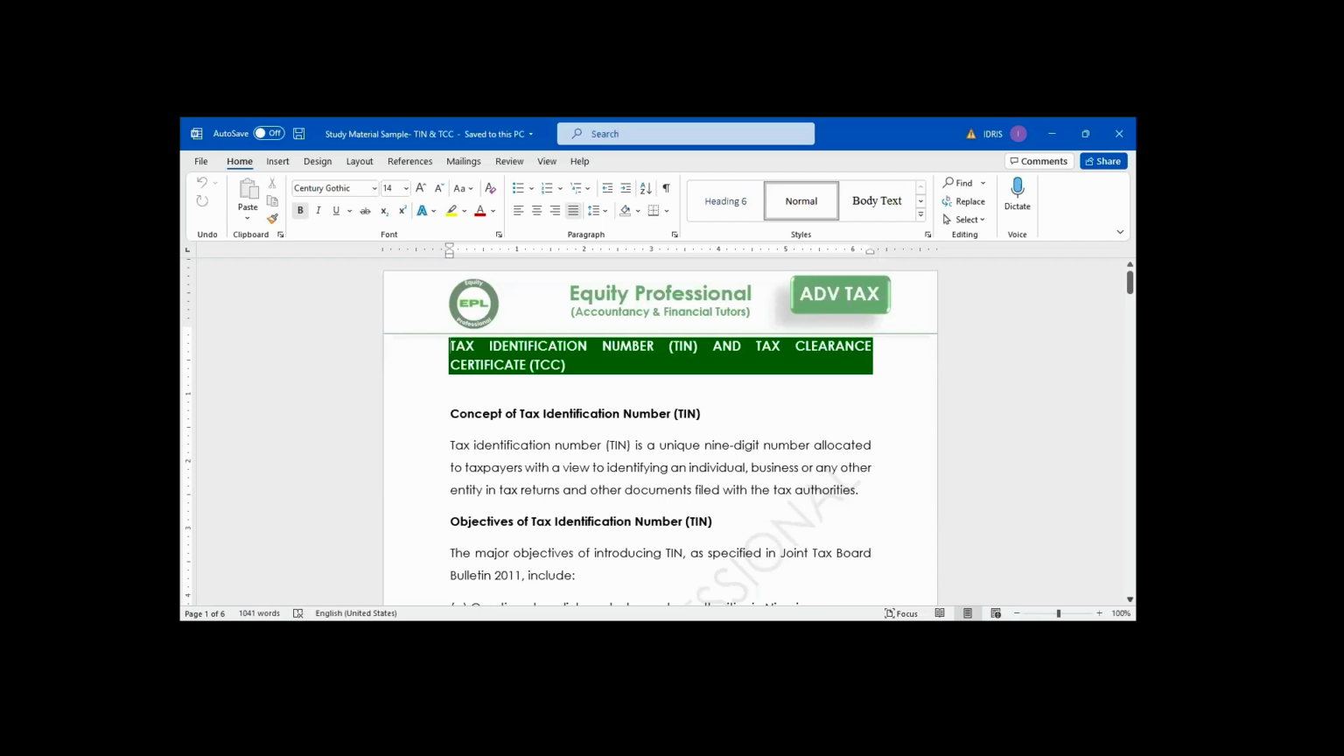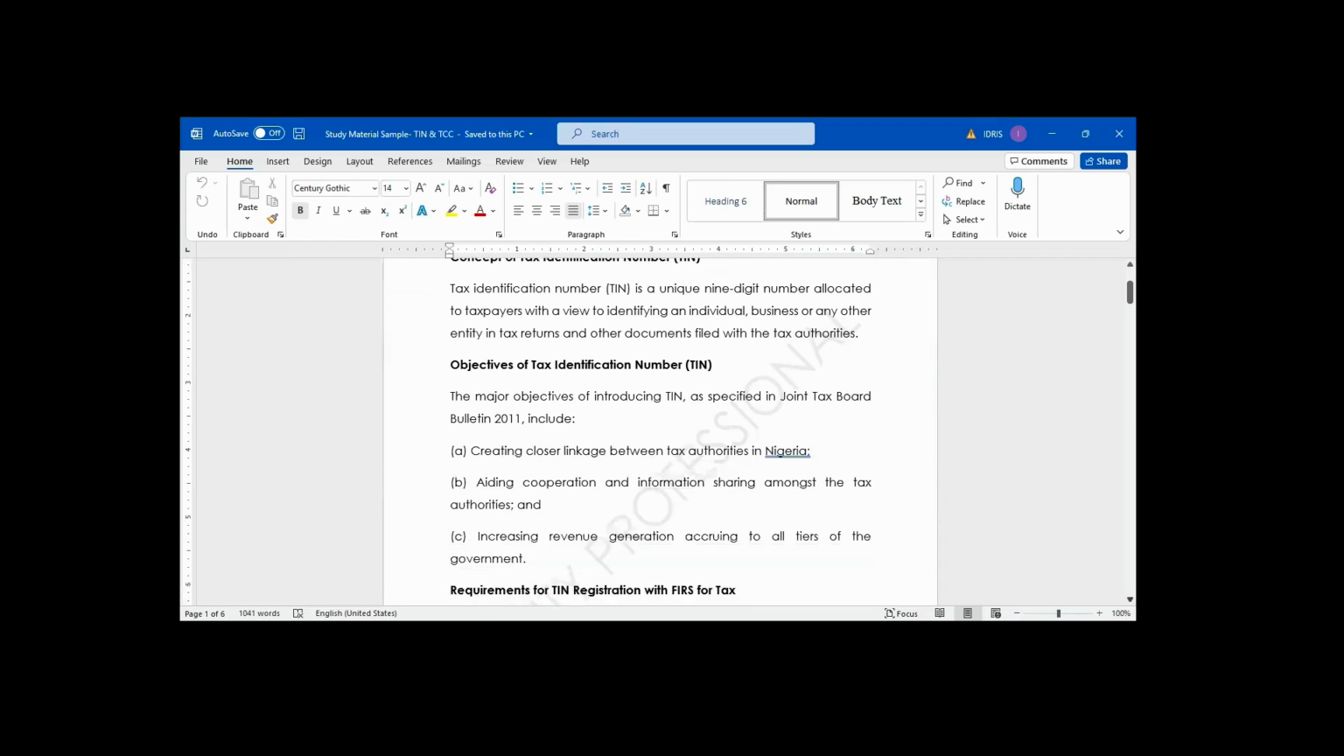Objective of tax identification number. Why does tax authority issue tax identification number? Number one, creating a closer linkage between tax authorities in Nigeria. Tax identification number creates a closer linkage between tax authorities in Nigeria. Another objective, aiding cooperation and information sharing among tax authorities. Tax identification number aids cooperation and information sharing among who? Among tax authorities.